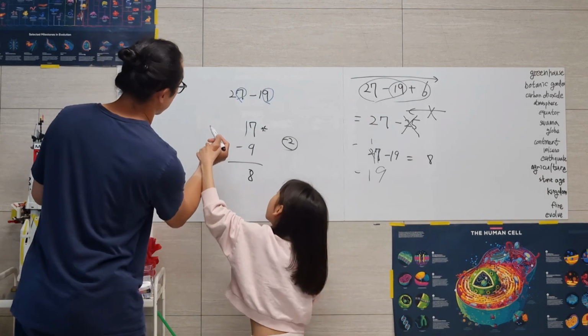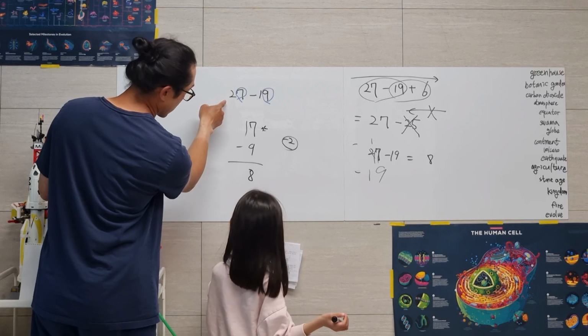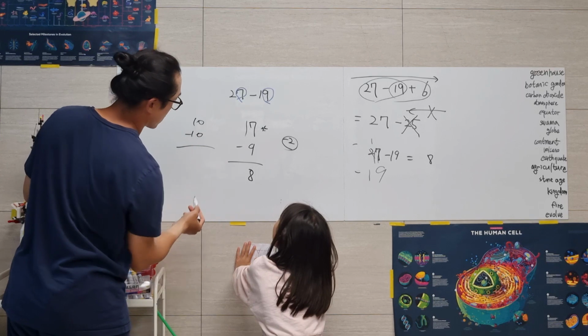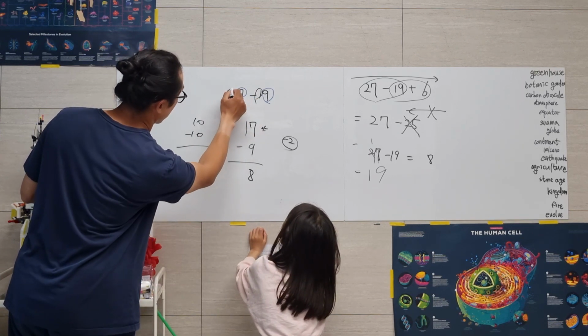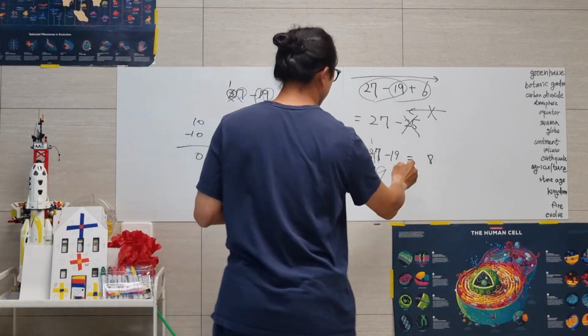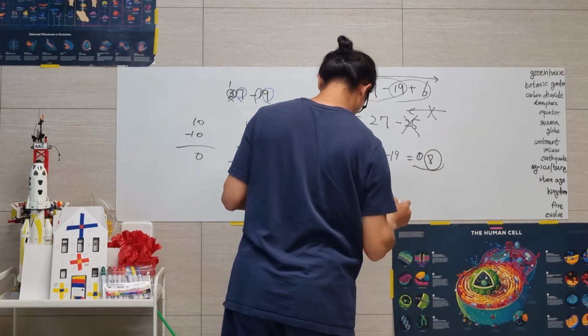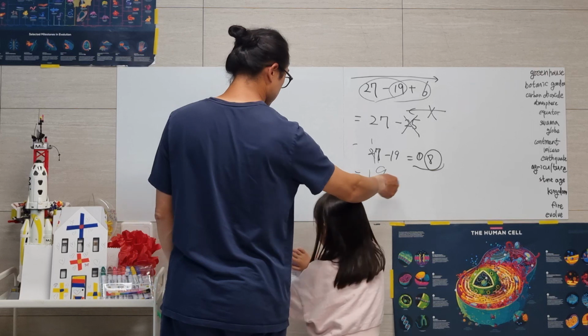Let's go to the tens place. You borrowed 10 from 20. Hey, look at that. So you should do 10 minus 10. What's the answer? 0. 10 minus 10. It's 10 now. So 0. So 10 plus 0, 1 plus 8. So the answer is 8. Yeah. That's the order.